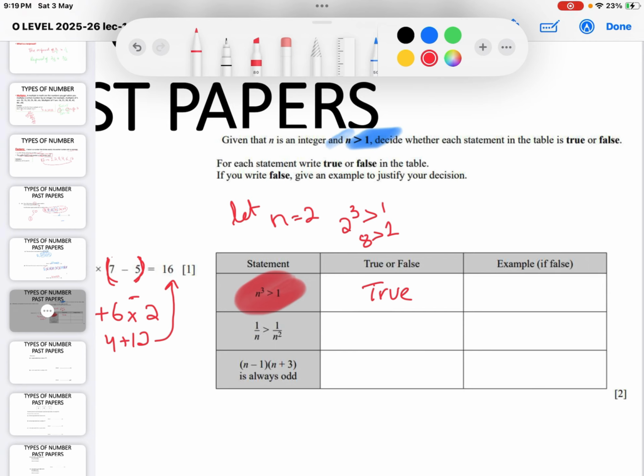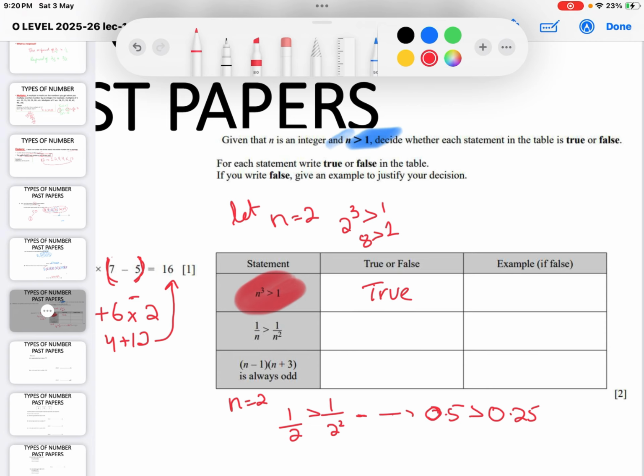Now the next is 1 upon n is bigger than 1 upon n square. Again I will consider n is equal to 2, so 1 upon 2 is bigger than 1 upon 2 square. 2 square is 4, so 1 divided by 2 will be 0.5, and 1 divided by 4 will be 0.25, because 2 square is 4. So this statement is also correct.